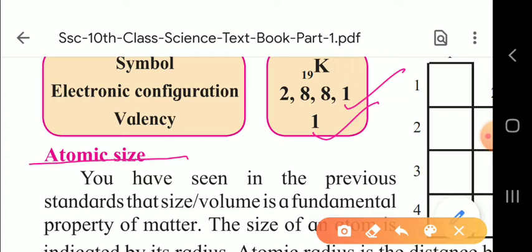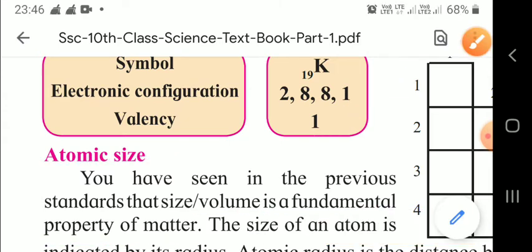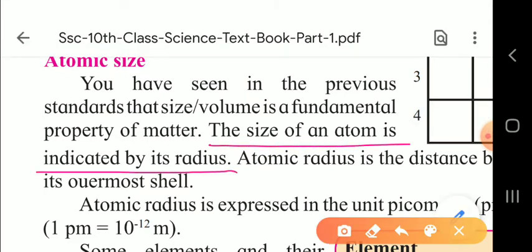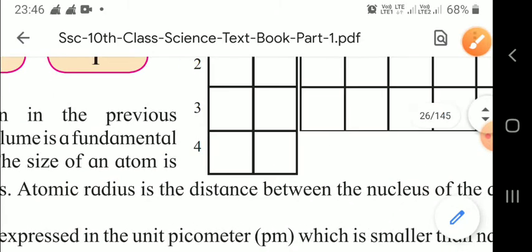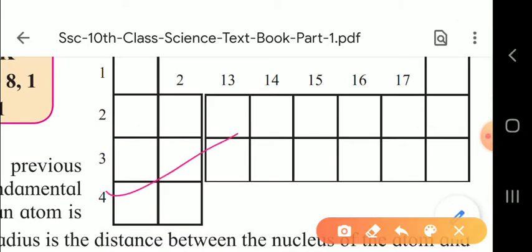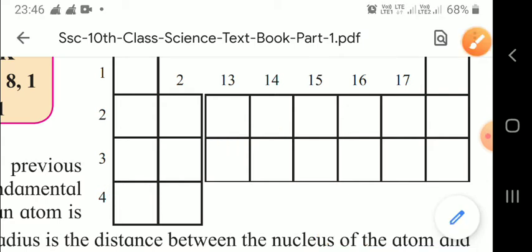Let us start with the atomic size. In the previous standard we have seen that size or volume is a fundamental property of matter. The size of an atom is indicated by its radius, and atomic radius is the distance between the nucleus of the atom and its outermost shell. Here you can see the periodic table, with how the periods and groups are there.